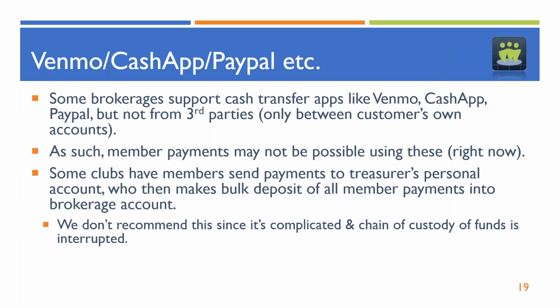Now, I have heard of clubs where members will use Venmo to send their member payments to the club treasurer's personal account, and then the club treasurer will write a check and deposit it into the brokerage account. And so all the payments get bundled into one transaction there. I don't particularly like this method. I think it's complicated, and I don't like this break in the chain of custody of funds, if you will.